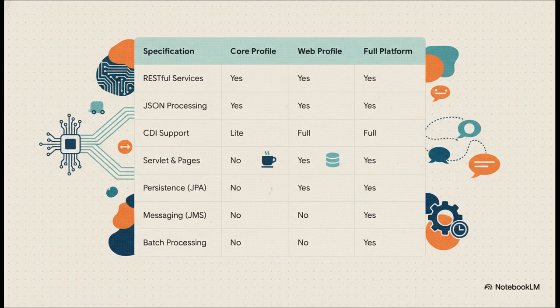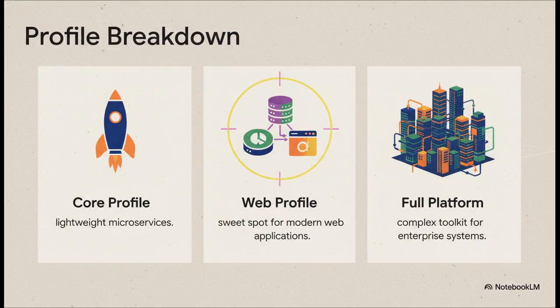And finally, the full platform includes everything from the web profile, plus all the heavy-duty enterprise tools like messaging and batch processing. So to put it simply, core is for your small, fast services. Full platform is for those giant, complex systems that have to connect to, well, everything. But the web profile, that, my friends, is the sweet spot. For almost any new project you're starting today, this is going to be your go-to.